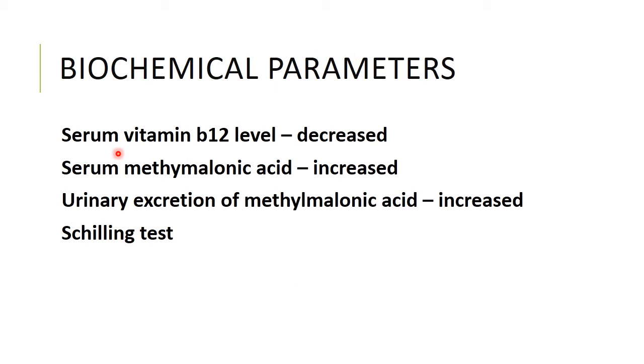Biochemical parameters: we can examine the biochemical parameters such as serum vitamin B12 level, which appears to be decreased. Serum methylmalonic acid as well as urinary methylmalonic acid appear to be increased, and we can perform the Schilling test, where the Schilling test is one of the vitamin B12 absorption tests.